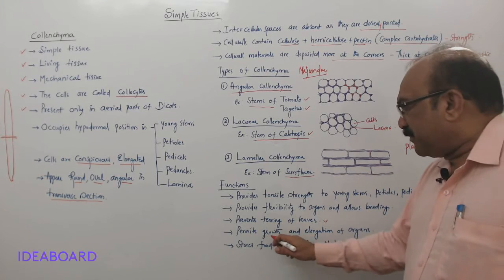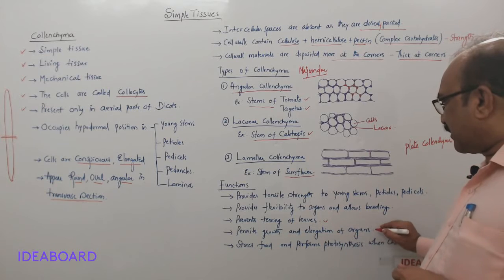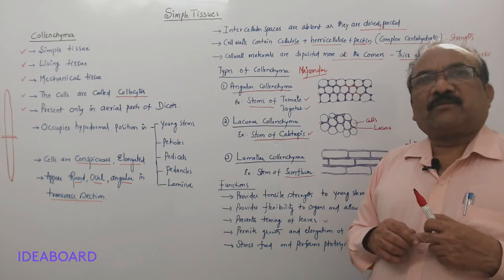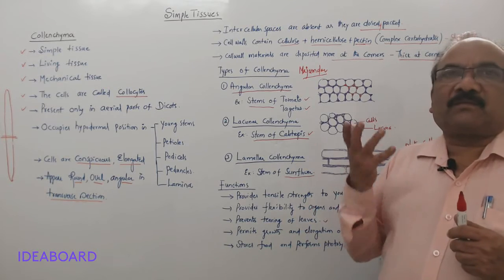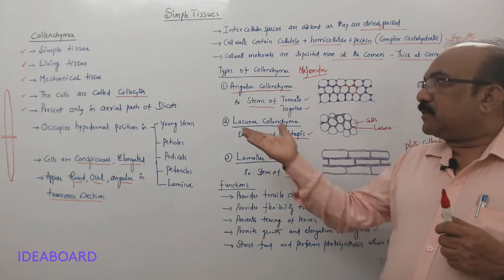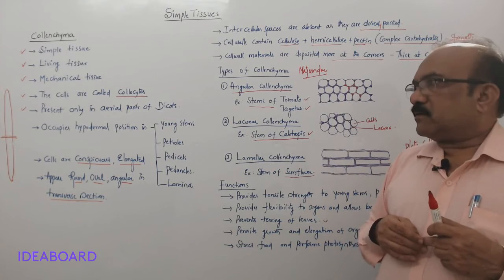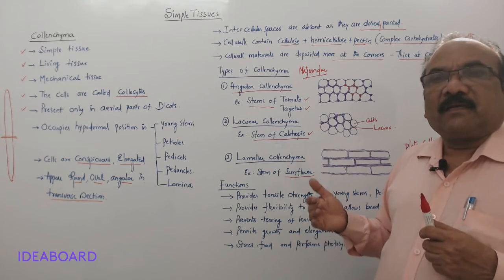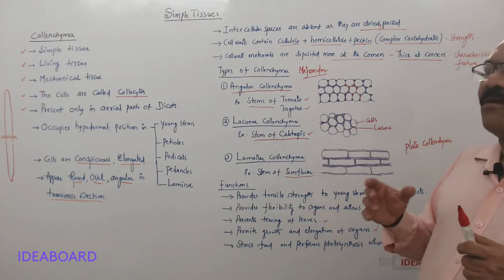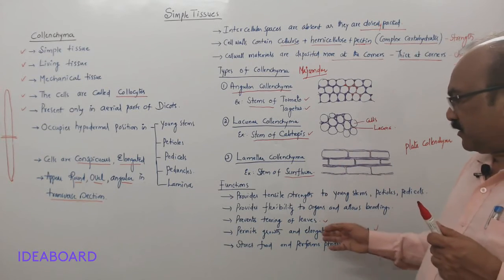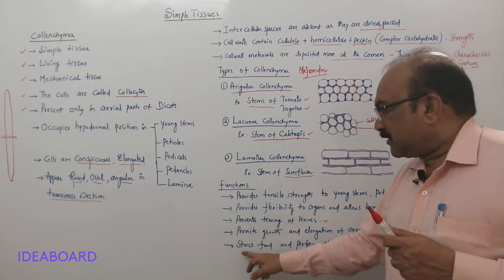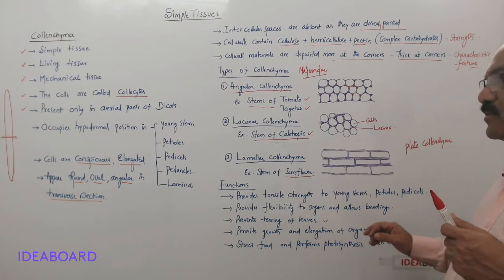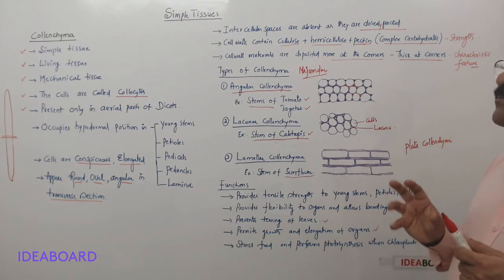Okay, and it permits growth and elongation of organs. As this is a living tissue, it permits growth. So even the young stem will grow. Even though it has collenchyma, that indicates that it permits the growth and elongation of the organs. And it can store food material and also can perform photosynthesis when chloroplasts are present.